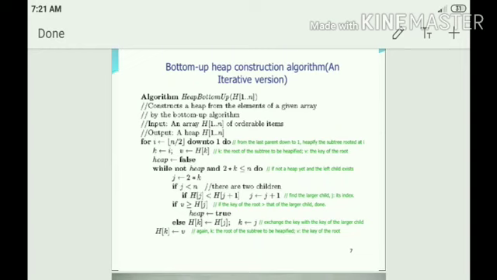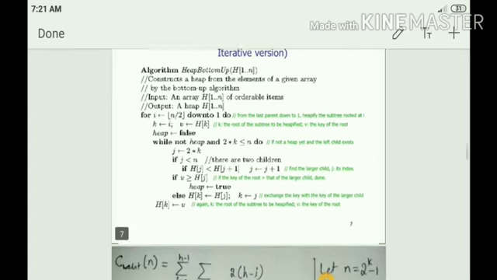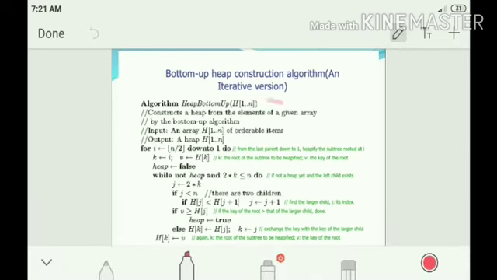So now let us look into its algorithm. Given an array, we are supposed to convert it into a heap. So what we do is, we start from the last non-leaf node. If you remember, the parental nodes occupy the first n divided by 2 locations. So we start from the last parental node, until we reach the root.